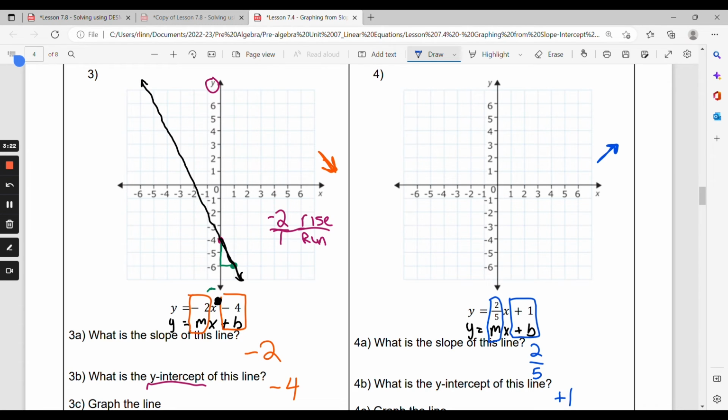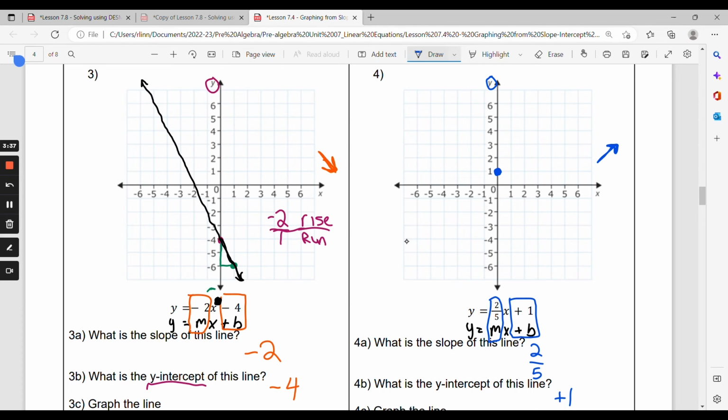So we're going to go ahead and start out. Our first step is we're going to plot our y-intercept. The y-intercept here is +1, so I'm going to go to my y-axis. I'm going to find +1, and that's where I'm going to put my point. So I found my first point.